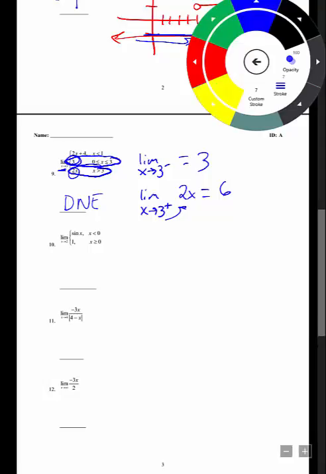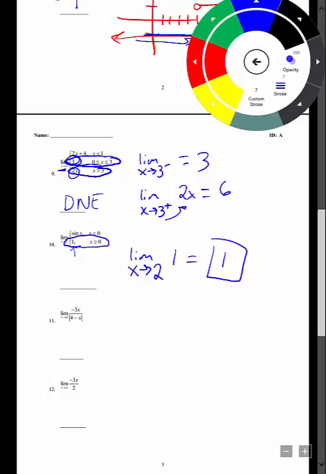Alright, number 10. This was really kind of a tricky one. I said the limit as x approaches 2. Now notice a lot of people tried to come here and plug in 0, but this is the limit as x approaches 2. And if we plugged in 2, that's going to be when x is greater than or equal to 0. So really all we care about is this side. So of 1, and that's just going to be equal to 1.